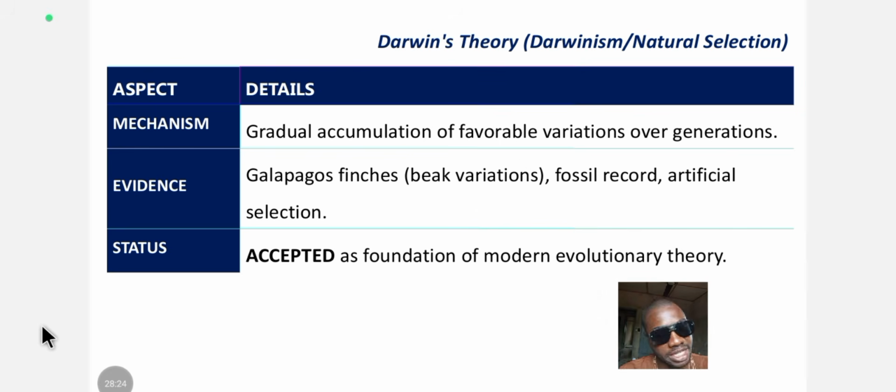What is the evidence of Darwinism? Galapagos finches, which show big variation in birds. Another one is the fossil record, whereby you use the remains of animals to study them, to know what happened in the past. Forensic activity also helps in this process of studying the fossil record.